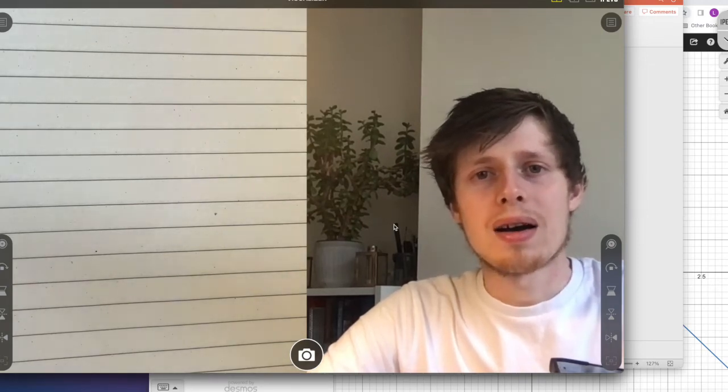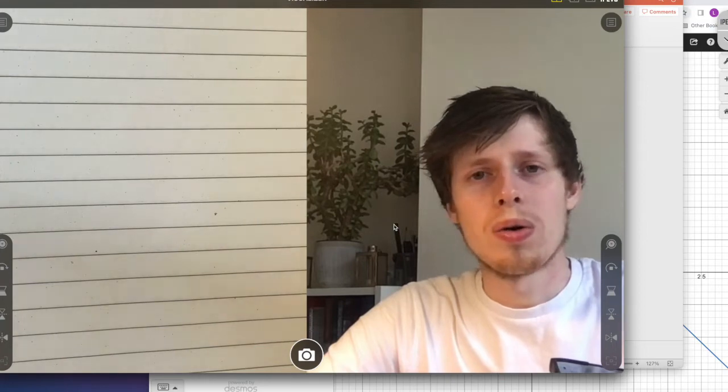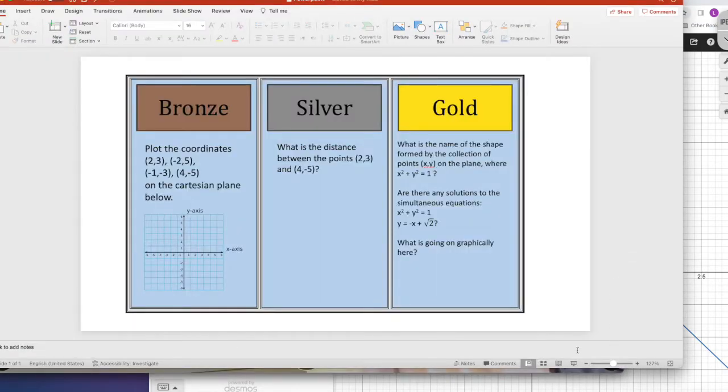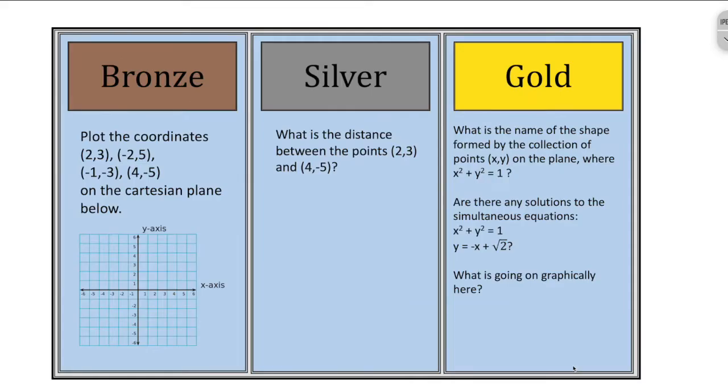We're going to look at Cartesian planes, coordinates, all that stuff today. So let's get started. The first question asks us to plot coordinates. There are 4 coordinates here: (2, 3), (-2, 5), (-1, -3), and (4, -5). And we're given a Cartesian plane below to plot them on.